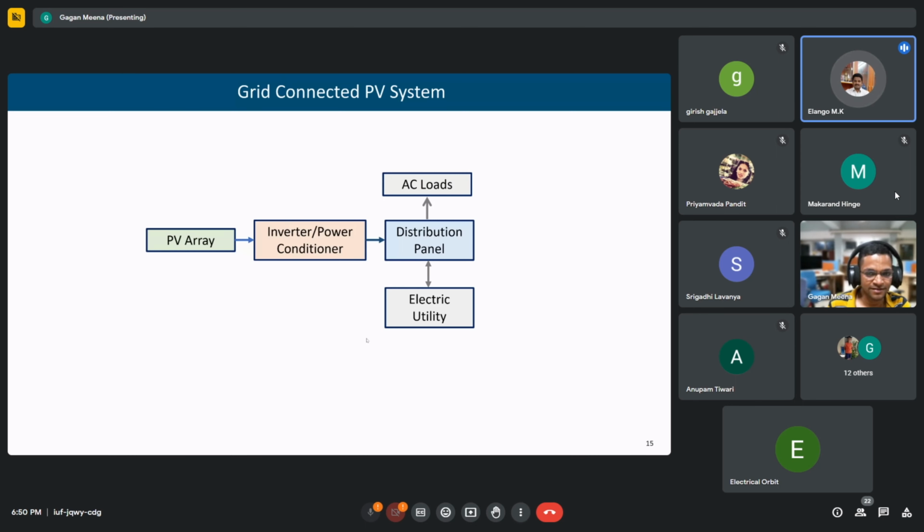It's for a home. The power we are generating with the help of the PV array, we can supply to the grid too. Actually, when we are synchronizing an alternator with the grid, we have to follow certain conditions: the frequency must be the same, the phase sequences must be the same, and the voltage magnitude must also be the same, right?